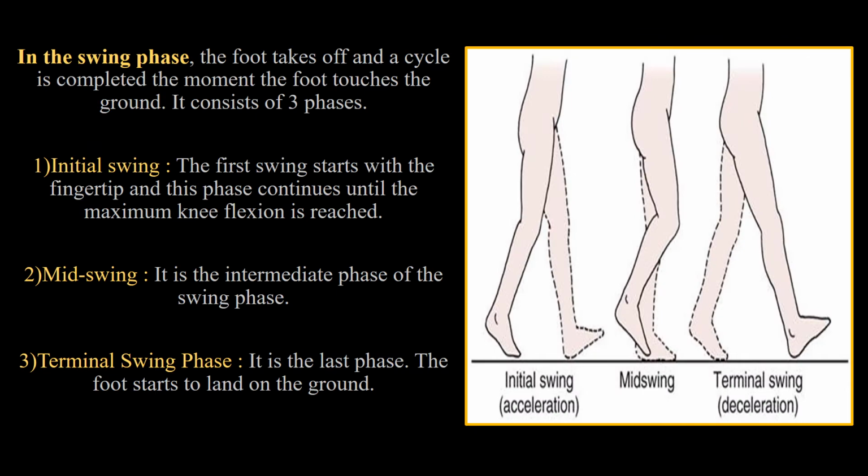Let's continue with the swing phase. In this phase, the foot takes off and the cycle is completed. It consists of 3 phases. The first photo is initial swing. The fingertip is in contact with the ground, and this phase continues until the knee reaches its maximum flexion. Second is mid-swing. There is no contact between the reference foot and the ground in this phase. Last one is the terminal swing phase. It is the last phase, and in order to create a new gait cycle, the first position is taken.